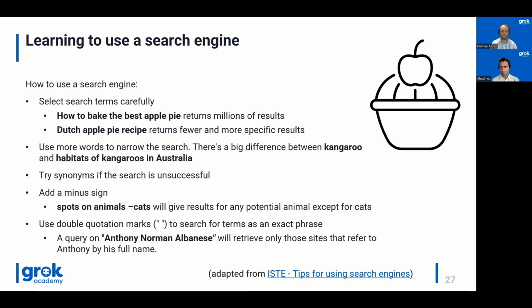In saying that though, sometimes you can use more words to narrow the search. So there's a big difference between kangaroo and habitats of kangaroos in Australia. If the words aren't working, students could try synonyms if the search was not successful. You can use a minus sign, so spots on animals minus cats gives the results of any potential animal except for cats. And double quotation marks search for terms as an exact phrase. So if you were to do a query with the double quotation marks, Anthony Norman Albanese, it only returns sites that refer to him by his full name and not sites that just cite, say, Anthony Albanese with his middle name missing.